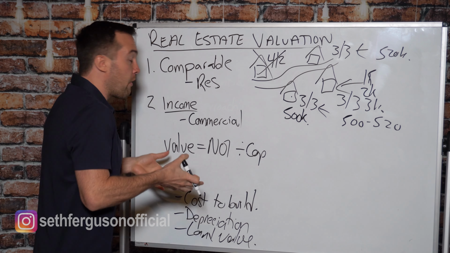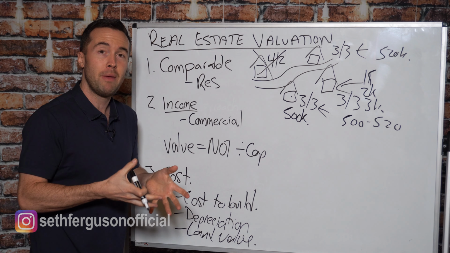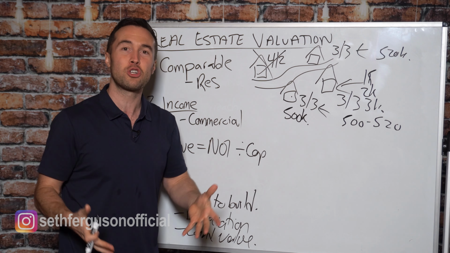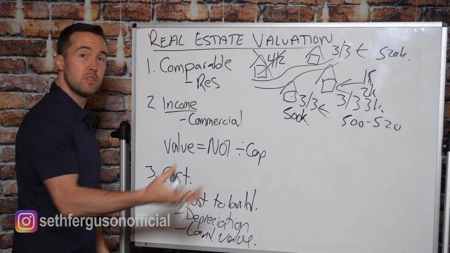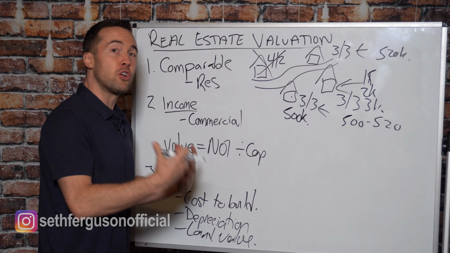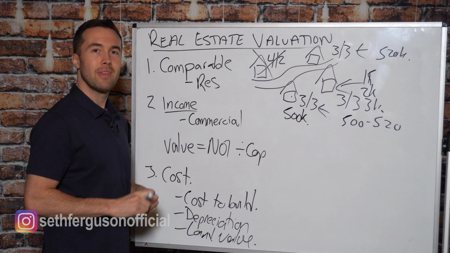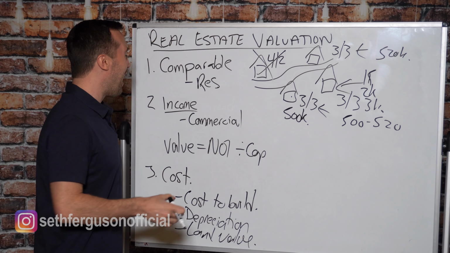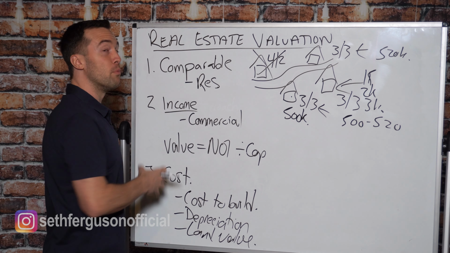So we're going to figure out how much it's going to cost to build the structure, then make some allotments for depreciation, for age, wear and tear, condition, that sort of thing. And then we add the final land value. What's the land worth that the structure is sitting on? And by using this approach, it's called the cost approach, this is how we can then determine the value of the property.